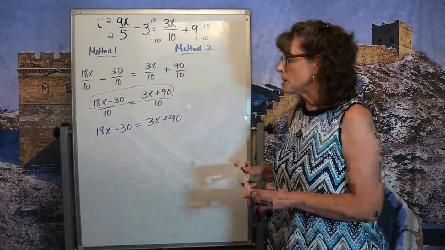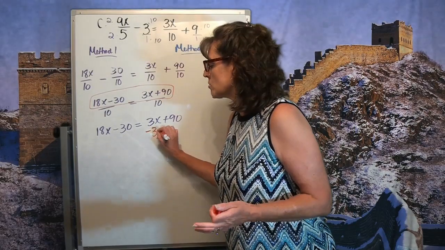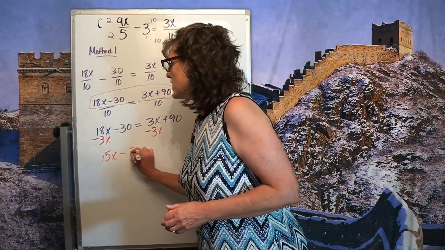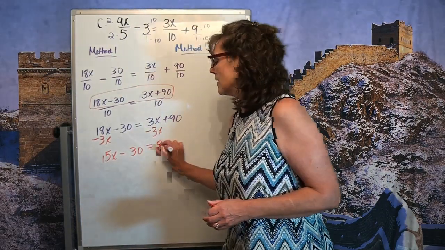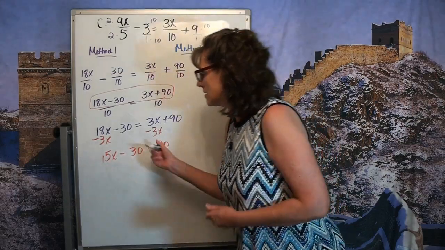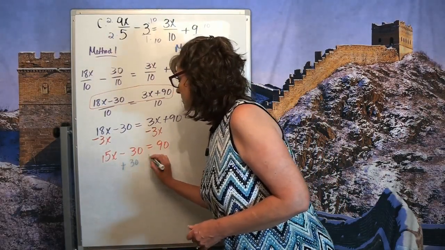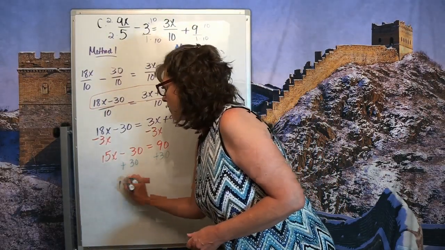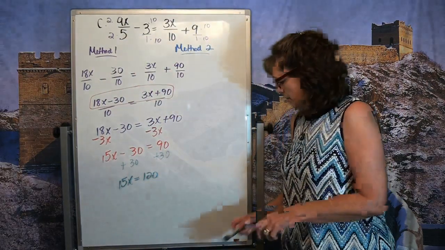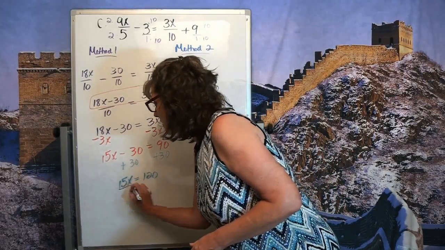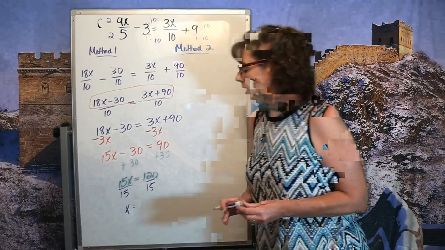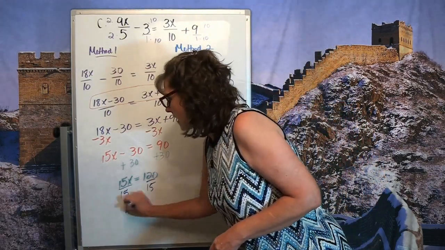So what we're going to do at this point is subtract a 3x, or you could subtract the 18x. It really doesn't matter. We've talked about that before. 15x minus 30 equals 90. So now I'm going to slide the 30 to the other side, and I'm going to add 30 to both sides. And so that'll give me a 15x equal to 120. And now I'm going to divide by 15 on both sides. And 120 divided by 15 is 8.